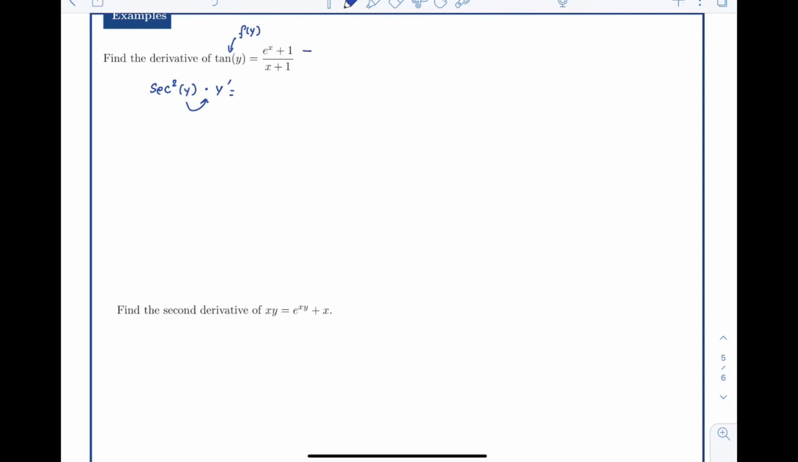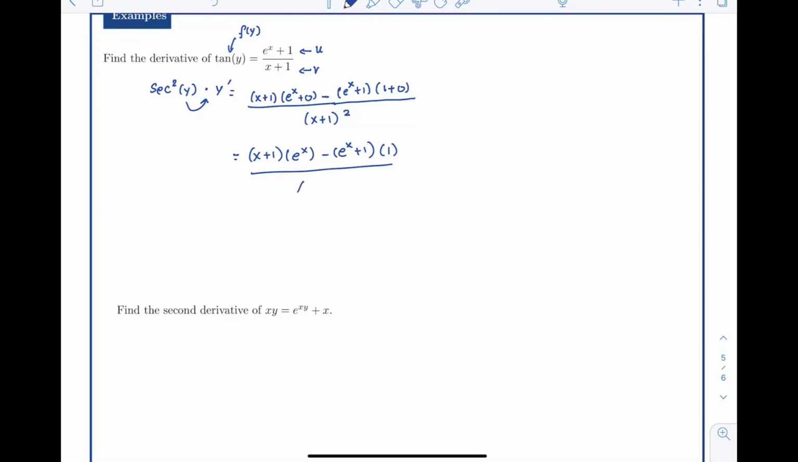The right-hand side in this case is easier. So I have u and v, so we could use the quotient rule. Denominator is v squared. Numerator, v times the derivative of e raised x plus 1, which is e raised x plus 0, minus u multiplied by the derivative of x plus 1, which is 1 plus 0. So that would give us x plus 1 e raised x minus e raised x plus 1 multiplied by 1 divided by x plus 1 squared.